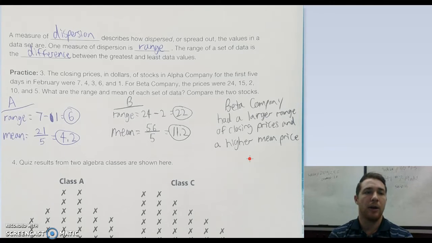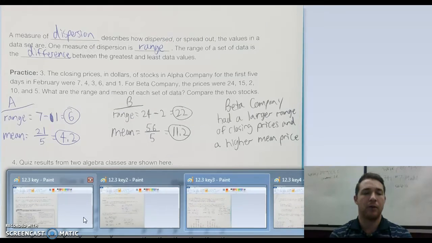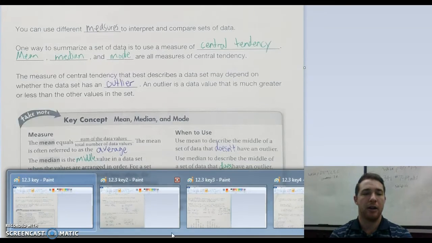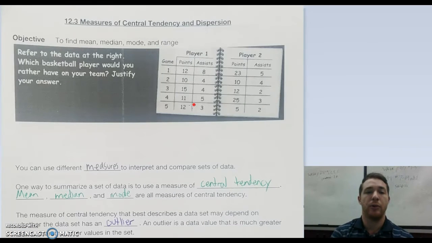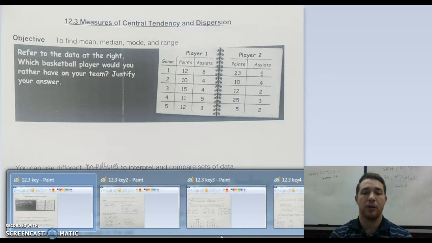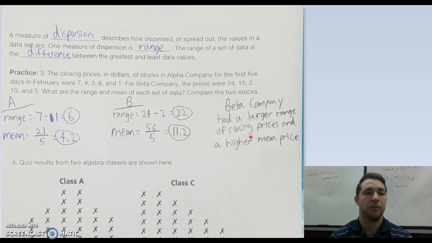We also talked about measures of dispersion in this chapter. A measure of dispersion describes how dispersed or spread out the values in a data set are. Just really quick, you don't have to flip back to it, but looking at that first question at the start of the page, we noticed that player 1 was more consistent. Player 2 had higher and lower scores. That would be a good example of dispersion. So player 2's scores are more spread out. Player 1's scores are all pretty close to each other, so that would be a little bit less dispersed.